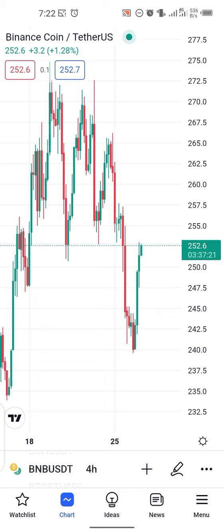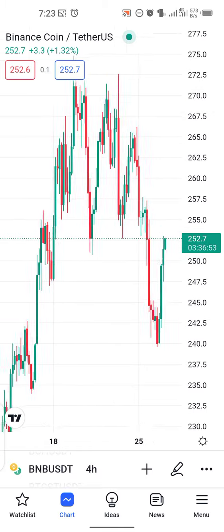So if a pin bar is formed in a downward trend, then it's going to be an upward trend. If a doji is formed in an upward trend, then just know the next thing is going to be a downward trend. If a pin bar is formed in an upward trend, then just know it's going to be a bearish trend of the market. I hope that is very clear.